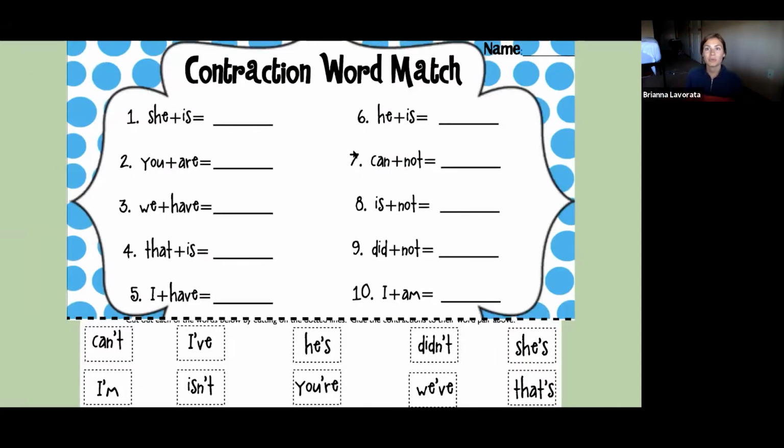So we are going to create a contraction word match, all right? The first thing I would like you to do on your piece of paper in the corner is write your name. So I'm going to write my name, Miss Bree. Okay, just like this, write your name in the corner. I'll go ahead and stop sharing this right now, and I will copy exactly what I had on my screen so you can see a better view when I'm holding things up. At the very top of our paper, we are going to write contraction word match. So we know exactly what we're doing on this piece of paper.